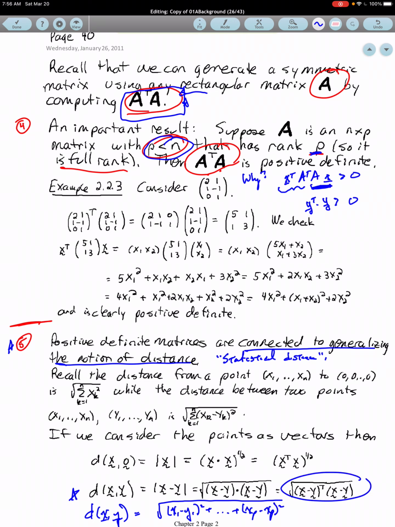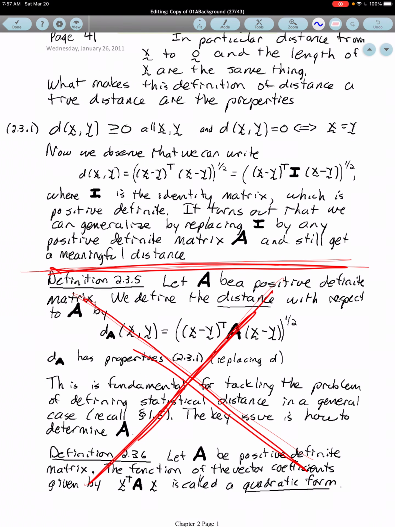Well, that's exactly what we have written here as x minus y transpose x minus y, and then of course square rooted. The notes also talk about the distance between x and 0, and this is what we think of as the norm of x. And of course that is just x transpose x to the 1/2, square rooted again.